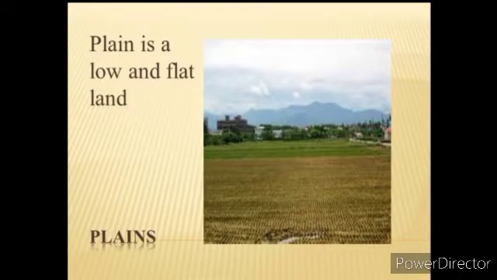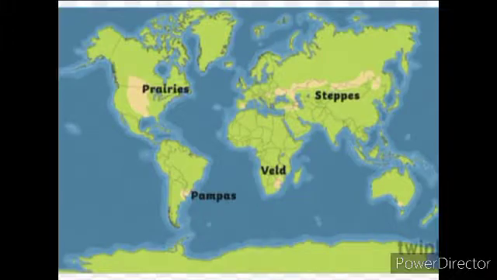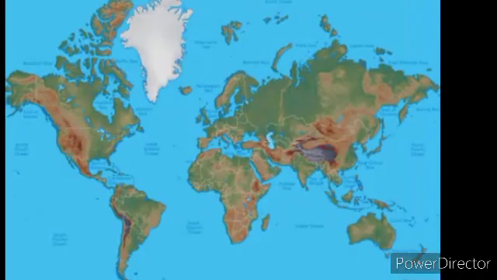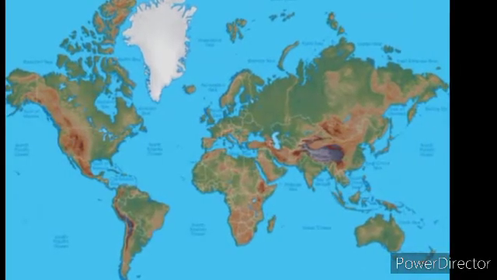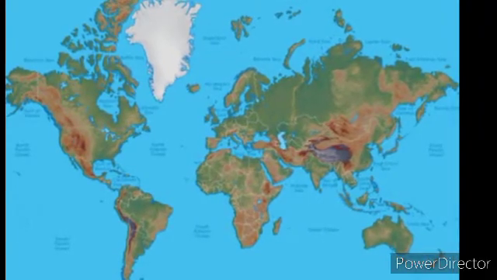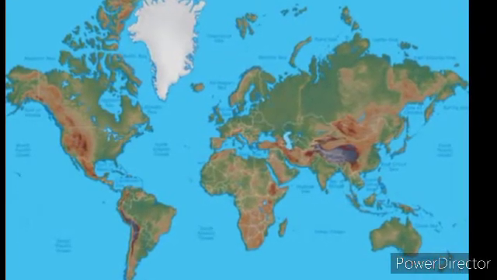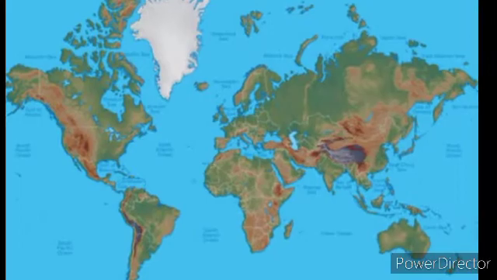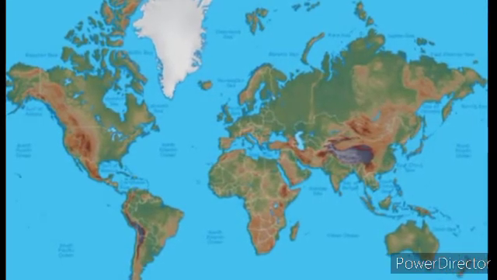So what are plains? Plains are broad lowlands, flat regions with very gentle slopes. About 55% of the Earth's land surface is occupied by plains. Plains are found on all continents except Antarctica. They occur north of the Arctic Circle, in the tropics, and in the middle latitudes.